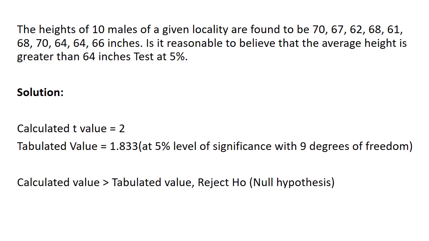So here the calculated t value is equal to 2 and the tabulated value is equal to 1.833 at 5 percent level with 9 degrees of freedom. Since the calculated value is greater than the tabulated value, here we reject the null hypothesis.